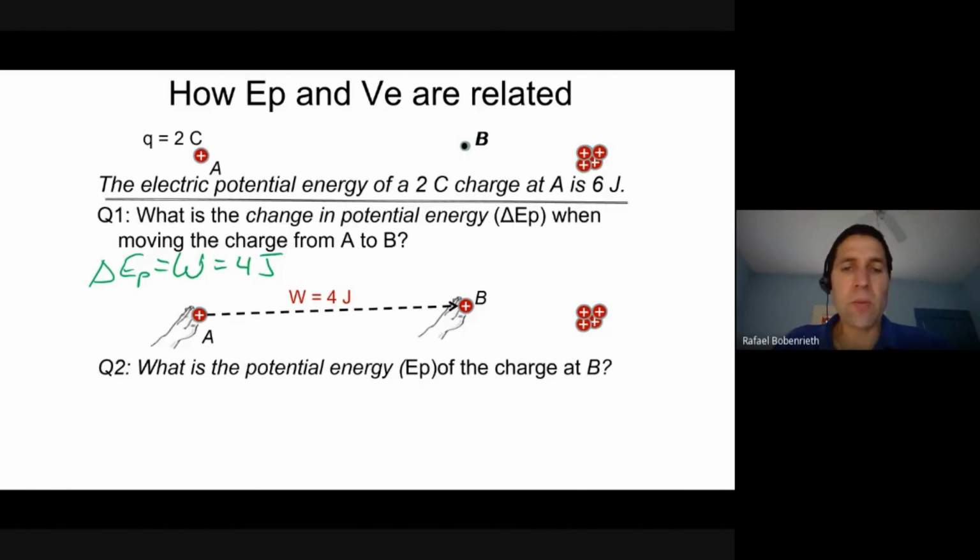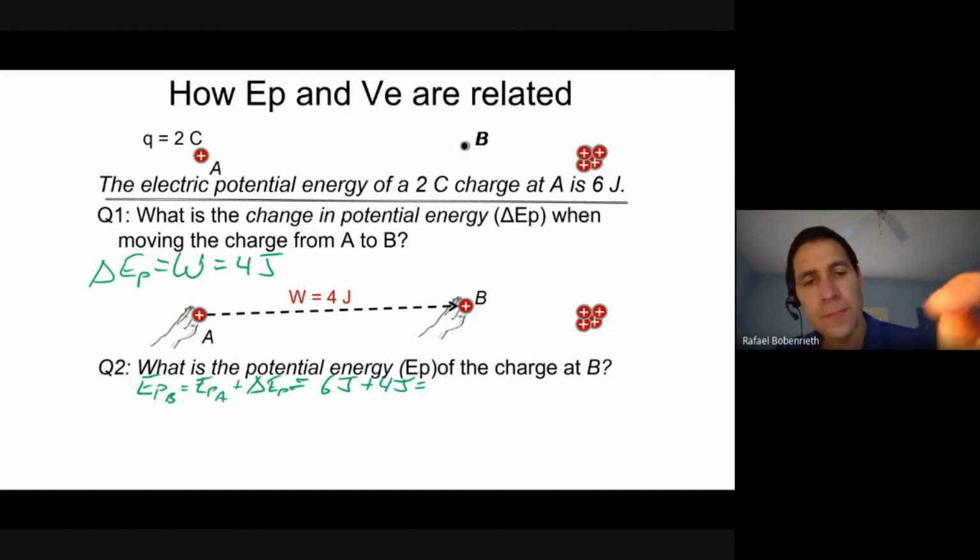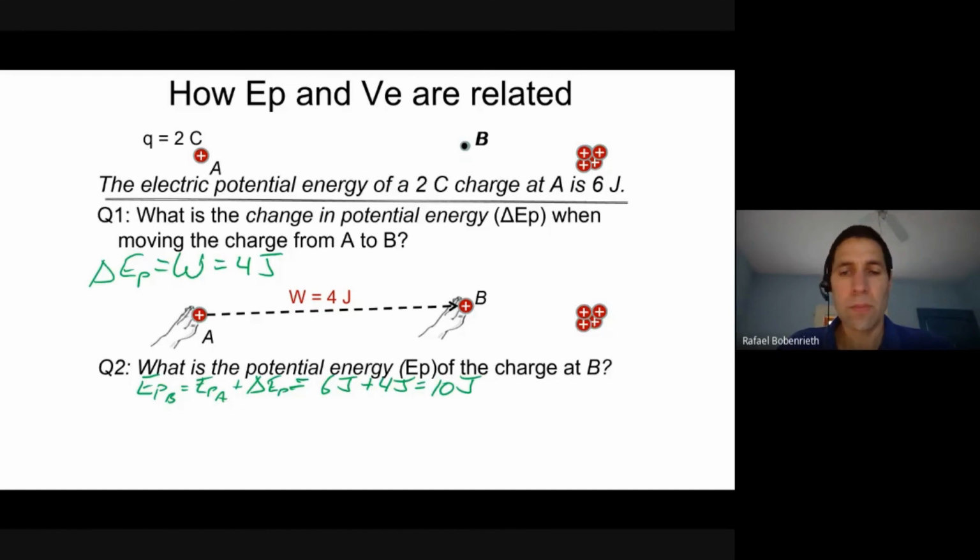The second question is, what is the potential energy of the charge at B? Well, the potential energy at B is just going to be the potential energy at A plus whatever the change in potential energy was. That's going to be equal to 6 joules, what we started with. We said we added 4 joules of work to it. So at B, we have 10 joules. Okay?